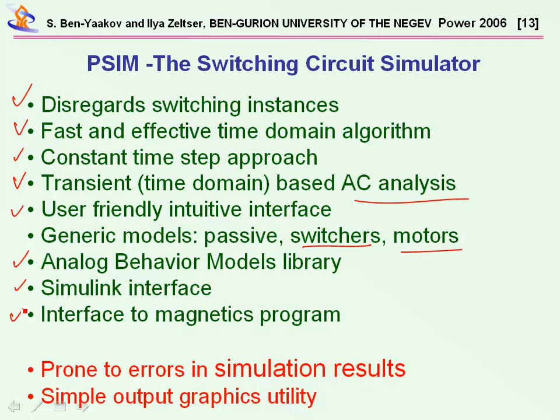Now, the downside is that since it is not looking at the transition, it can result in some error in the simulation because it is missing some of the transients, and therefore very sharp spikes will not actually be seen. And also, it has rather simple output graphics, and doesn't have a way of doing sophisticated signal processing on the outputs.